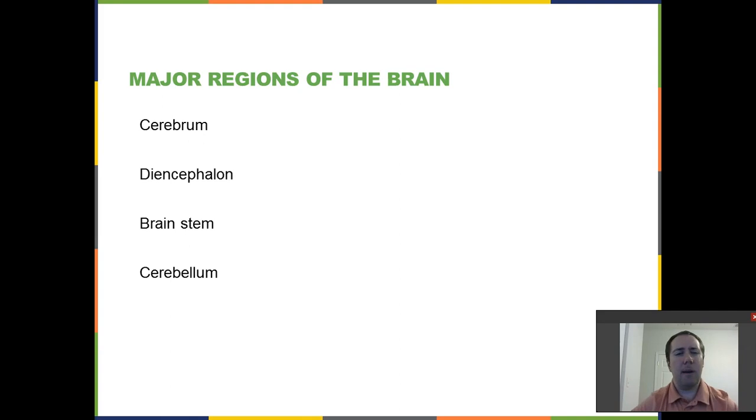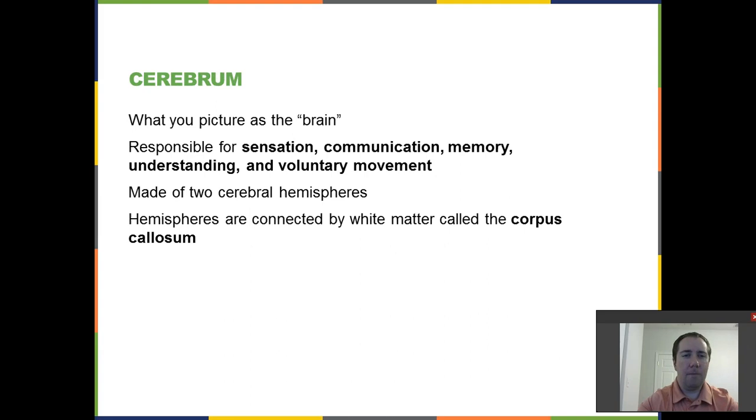If we look at the brain, there are 4 primary regions. There's the cerebrum, the diencephalon, the brainstem, and the cerebellum. And we'll talk about each one. The cerebrum is what you picture when you picture a brain. So the cerebrum is the outside of the brain, right?